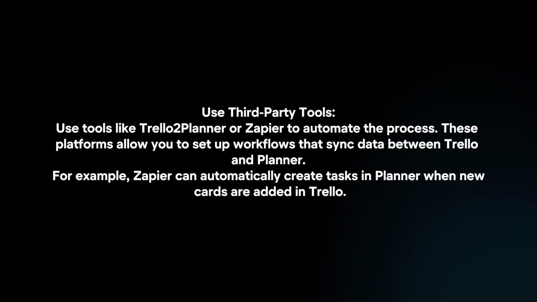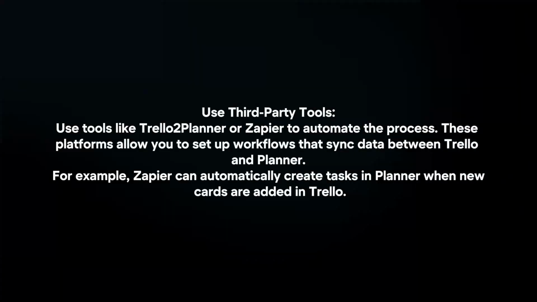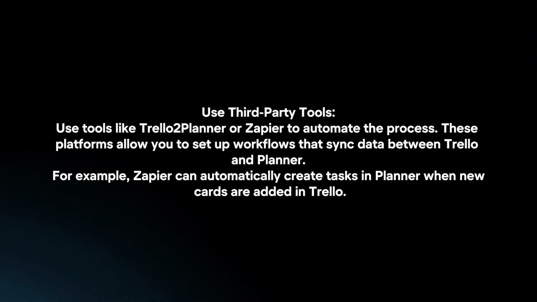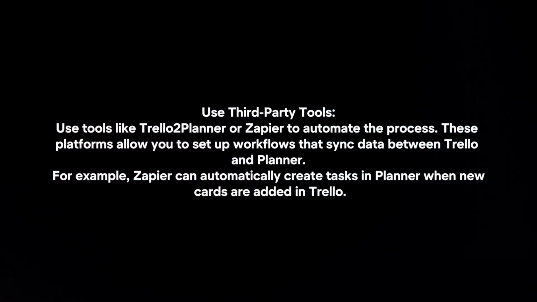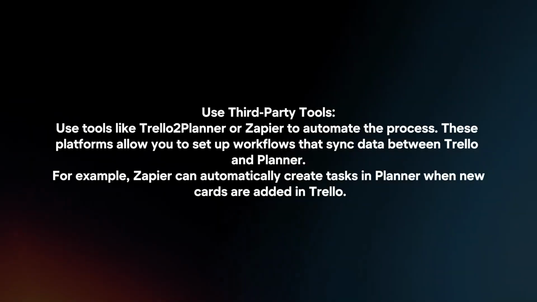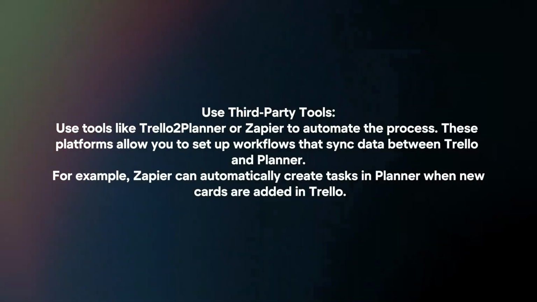Use third-party tools. Use tools like Trello to Planner or Zapier to automate the process. These platforms allow you to set up workflows that sync data between Trello and Planner. For example, Zapier can automatically create tasks in Planner when new cards are added in Trello.